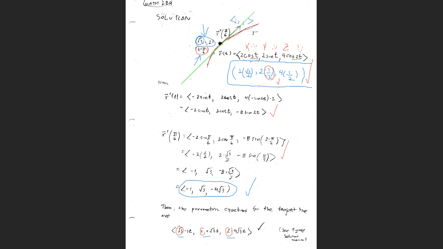And then the direction of the line goes in the direction of the derivative vector. And so the components of the derivative vector at t equals pi over 6 are -1, √3, and 4√3.